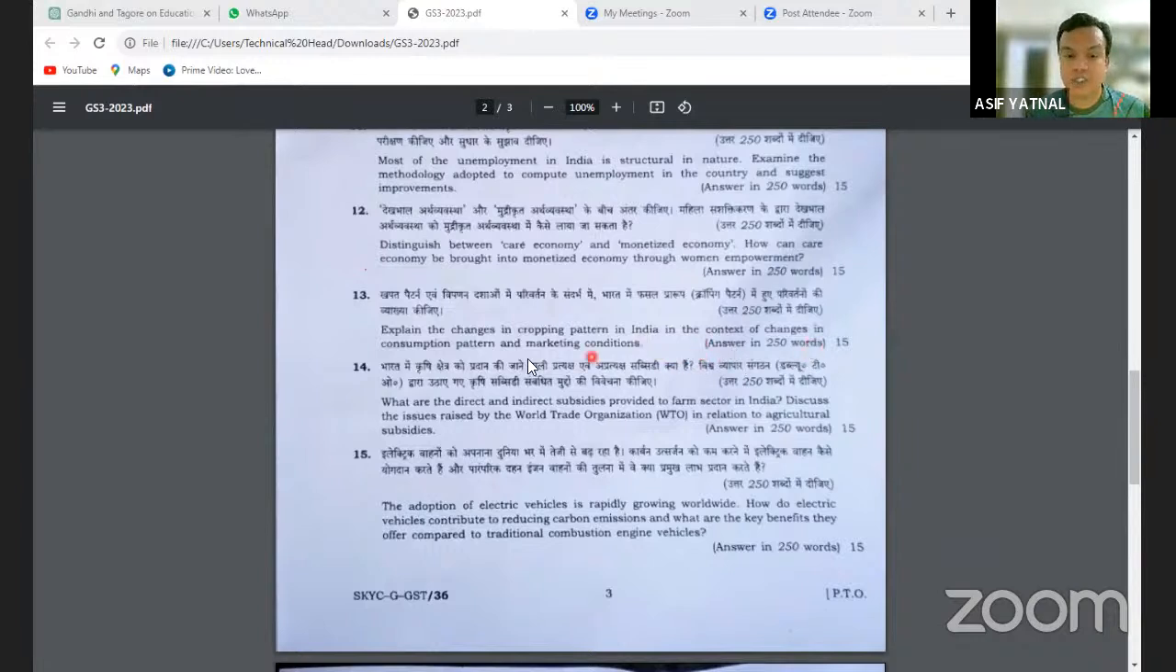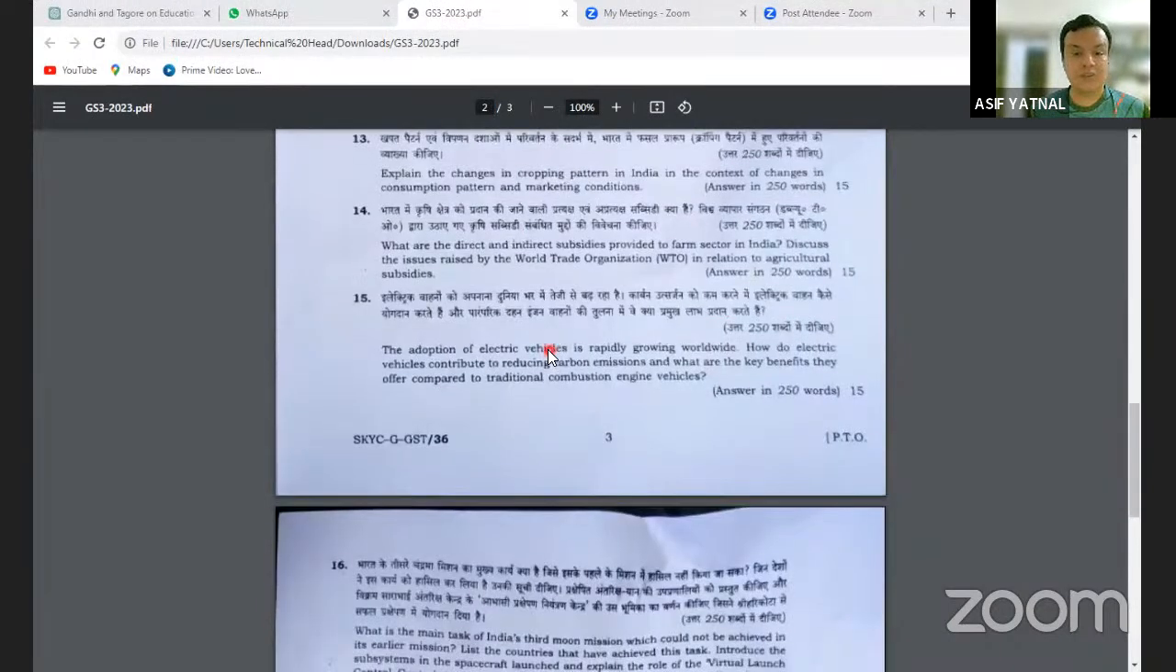In the context of changes in consumption pattern and marketing conditions, उससे related एक question पूछा गया है. Many articles have been written in Indian Express with respect to the change in cropping pattern by Ashok Gulati. उसमें से कोई भी एक आर्टिकल आपने अगर पढ़ा होता, उसके पॉइंट्स बनाए होते, it would have been very easy for you to write the answer. Right, Omkar? We have discussed a lot that change in the cropping pattern क्यों हो रहा है इंडिया. Clear?